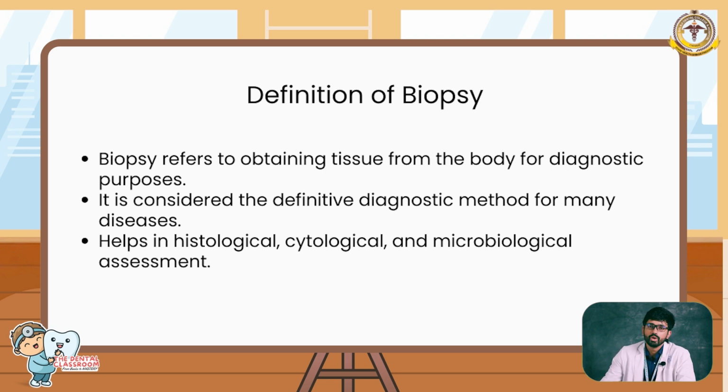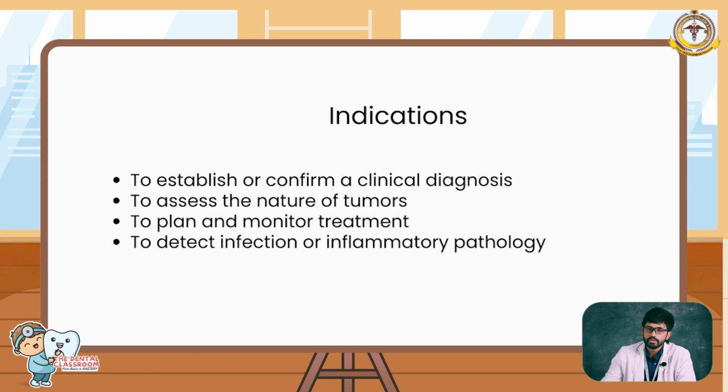So where do we do this and why do we do this? Which brings us to the indications of biopsy. Biopsy helps in confirming the diagnosis of a suspected lesion, whether it is a benign one or a malignant one. The second one, it helps us in characterizing the tumor, what is the nature of the tumor, which is given by the biopsy. And it also helps in guiding the treatment plan for the patient. And after you take the biopsy and plan the treatment, it can also help in evaluating the response to the therapy that you have given to the patient.